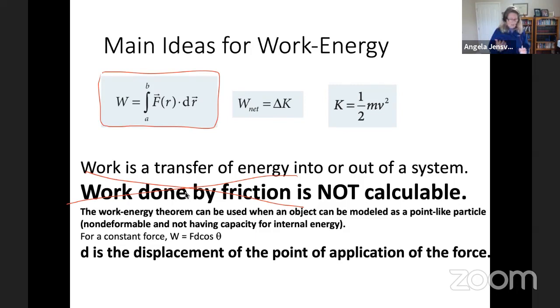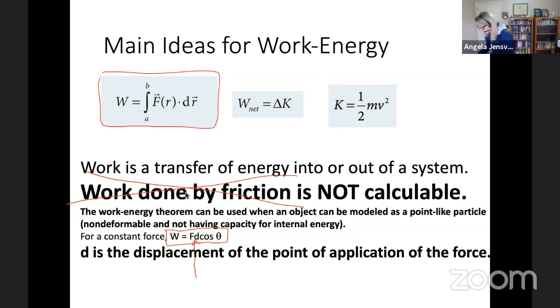Now, we have this equation here, definition of work, but what if you had a constant force? You don't need to integrate. You can just use F d cosine theta. But then the important thing is to know, what is D? D is the displacement of the point of application of the force. Okay, what the heck does that mean?